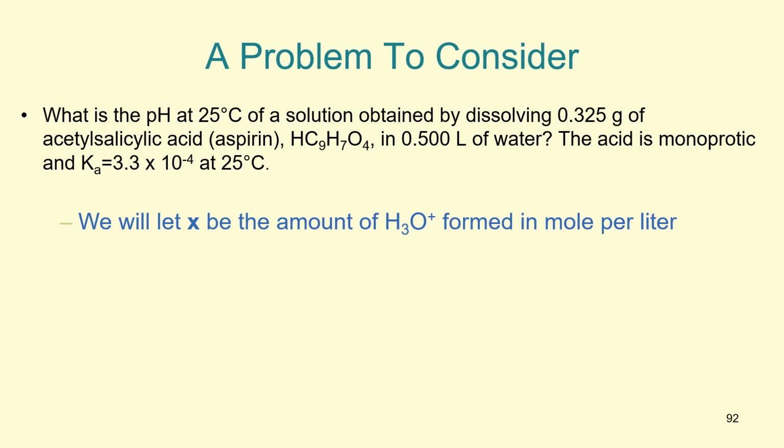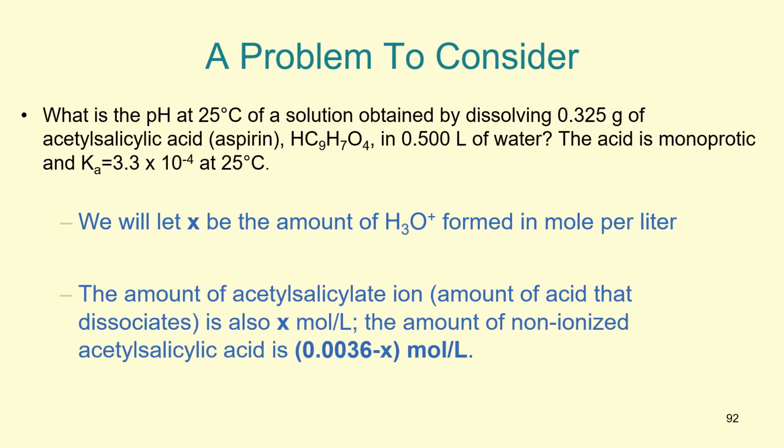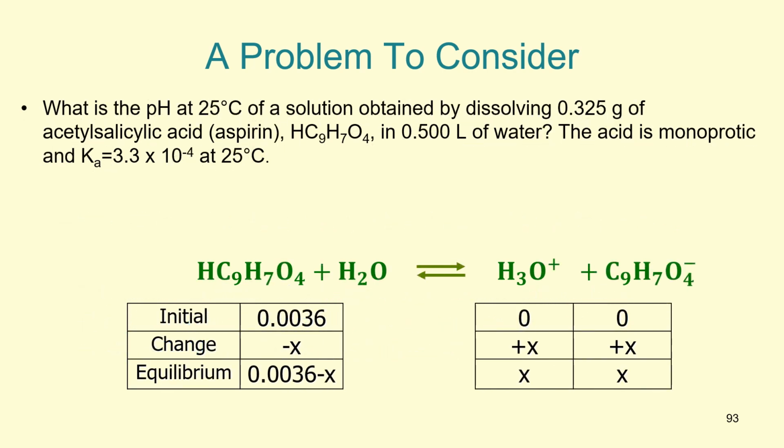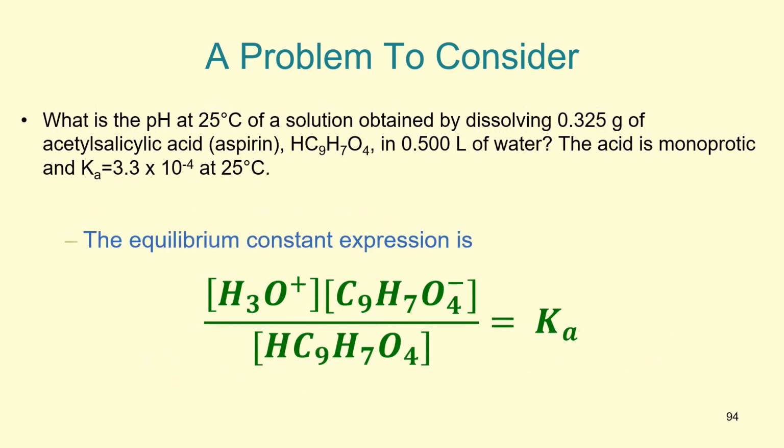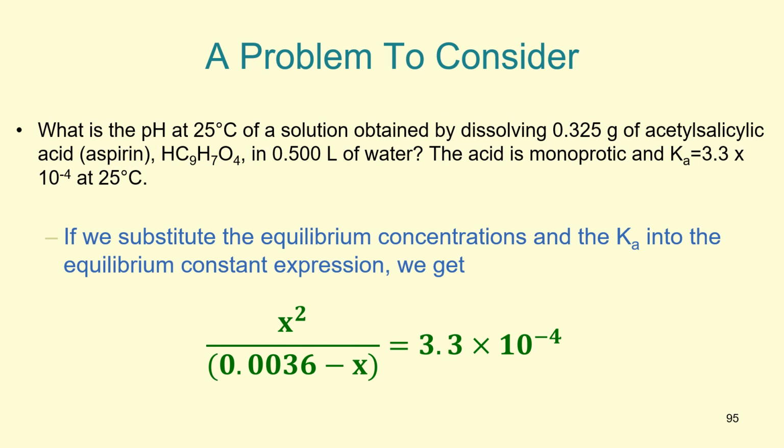So I guess I've worked through this so that you can see it. We can set up our ICE chart. So X is our H plus, X is our acetylsalicylate ion, and then 0.0036 minus X. So there's our ICE chart. Plug that into the equation, and we have Ka. Plug that in. X squared over 0.0036 minus X.